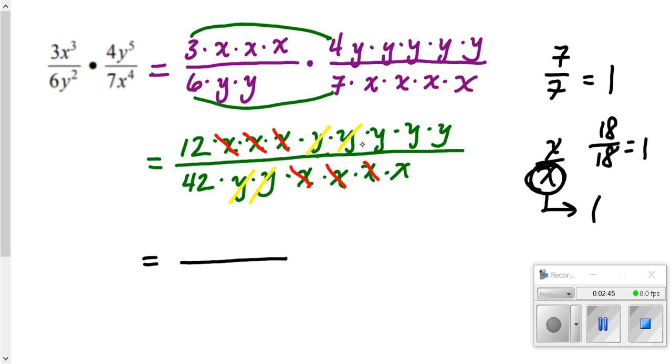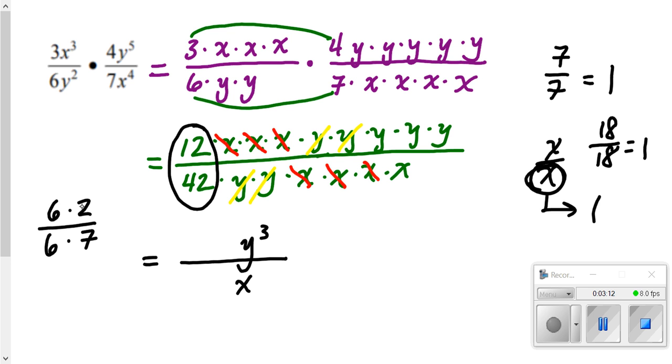Of all of the variables on the top, I have 3 y's multiplied together, or y to the third. And of all the variables on the bottom, I've got x. And then 12 over 42 is something that has a common factor. We call this in day-to-day speech reducing a fraction. That doesn't actually mean you're making the fraction smaller. It just means that you're looking for a common factor.